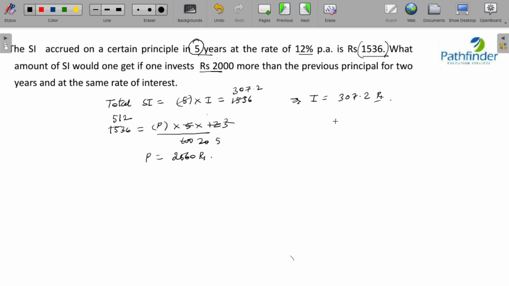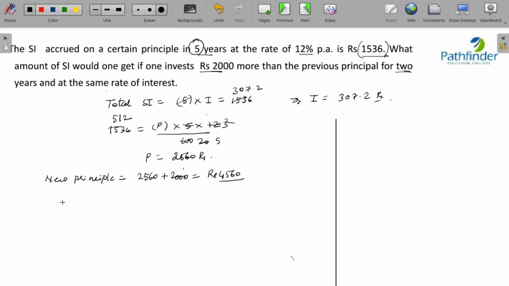Now what does the question say? The question tells you that if one invested rupees 2000 more than the previous principal, so new principal must be 2560 plus 2000, that is rupees 4560, and you invested for 2 years at the same rate of interest.